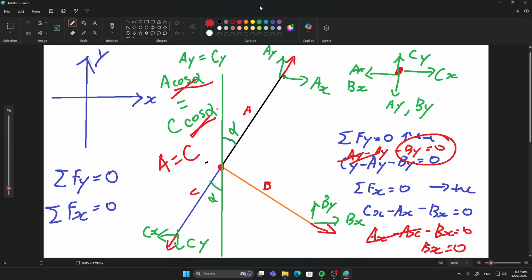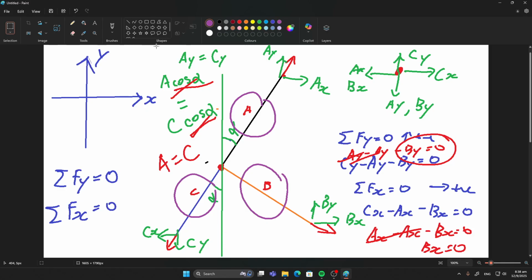So this is just another example of case 3 where my A and C are members with some force. As long as one of them has force, the other one will have. Or in another case, B will have a force or will not have a force. So B is a zero force member.